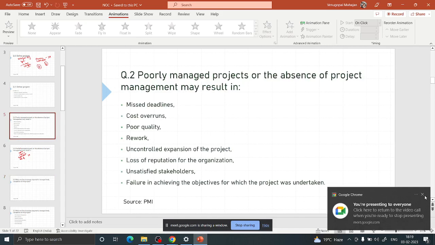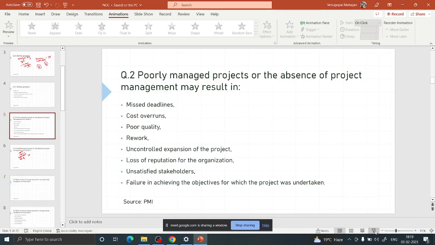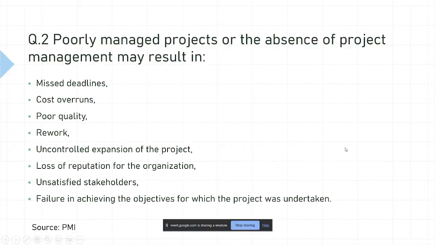So, you all have an idea what happens when a project is not properly managed. These are some points: missed deadlines, cost overruns, poor quality, rework, uncontrolled expansion of the project. Now, expansion of the project is okay if you keep on including it in your scope, you keep on defining, you keep on increasing your timeline. If it is not like that, it is because of poor management.